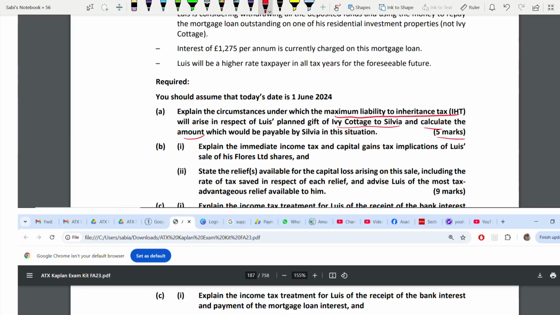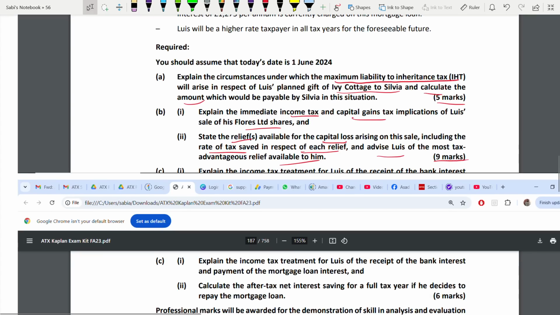B. Income tax and CGT implications on sale of shares and the reliefs that are available for capital loss, including the rate of tax saved in respect of each relief, and advise Louis of the most tax advantageous relief available to him. 9 marks. Because you have a lot of things to do. You have to first state the relief available for capital loss. Then you have to write the rate of tax saved under each relief. You might have 2-3 reliefs.